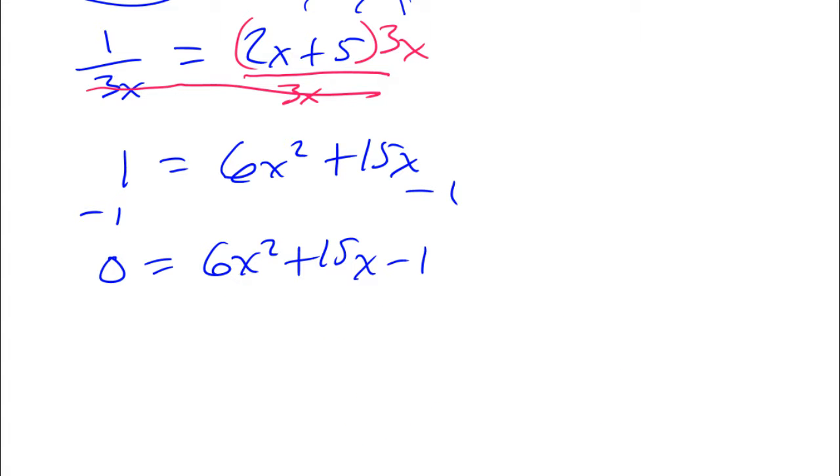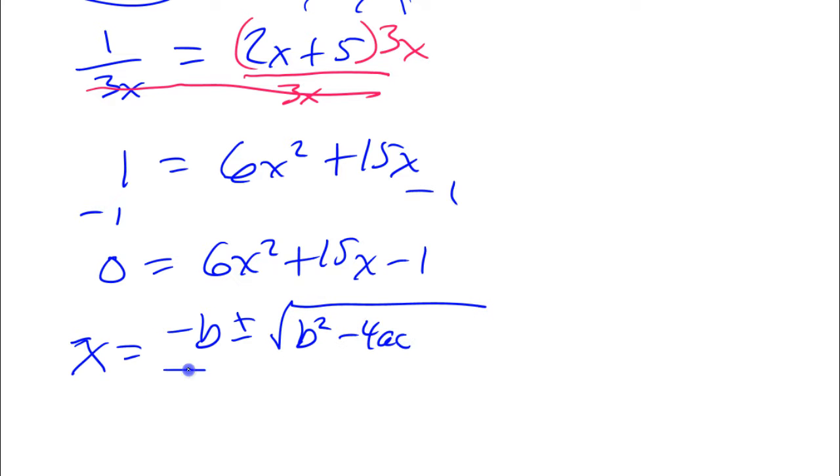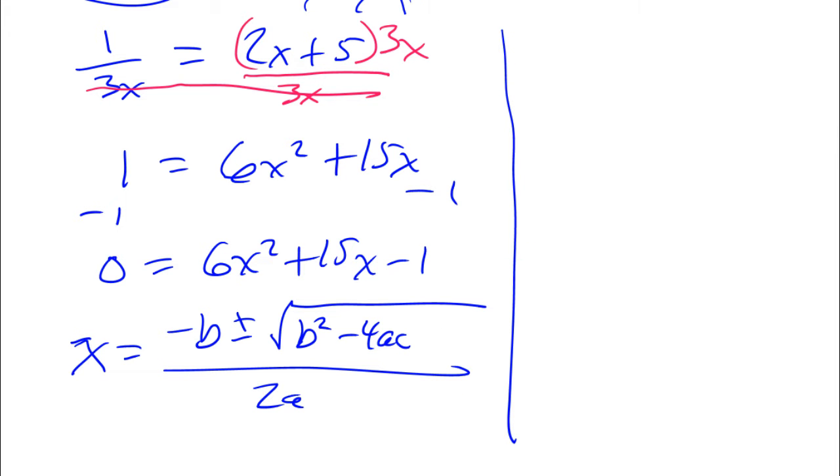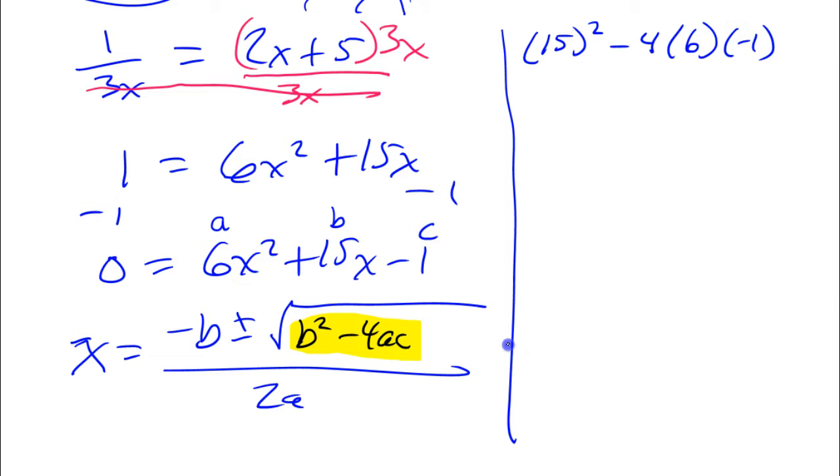Okay, very good. So that's what we're going to do. Remember, the quadratic formula goes like this. X is going to equal opposite of b plus or minus square root b squared minus 4ac all over 2a. I recommend finding the b squared minus 4ac part, also known as the discriminant, first. So here we go. Obviously this is a, this is b, and this is c. So b squared minus 4ac, that's 15 squared minus 4 times 6 times negative 1.